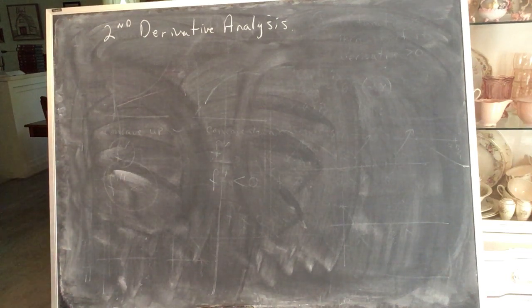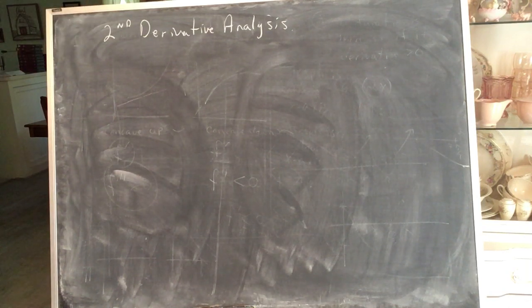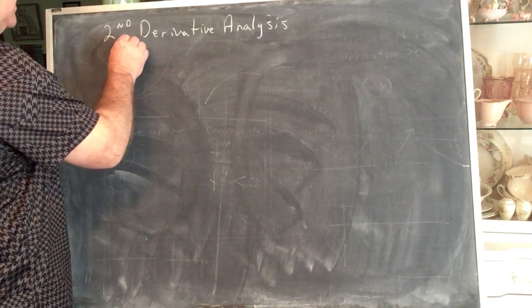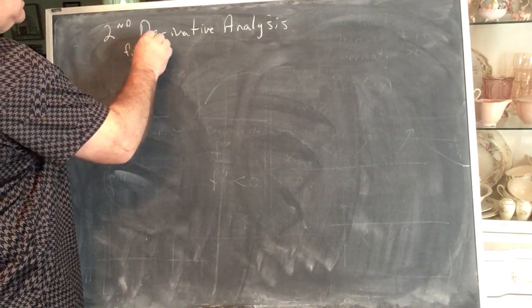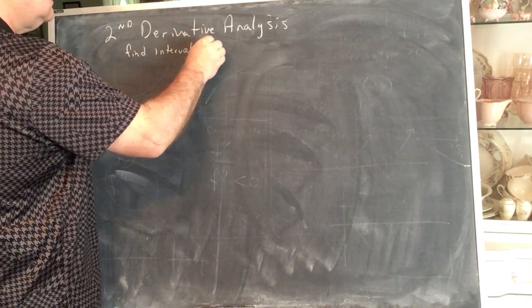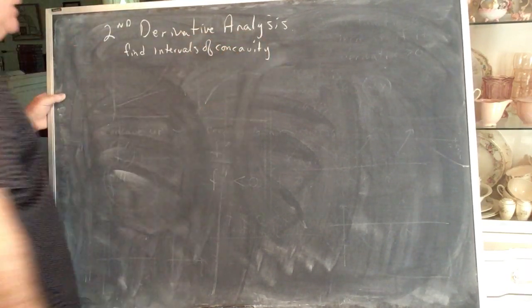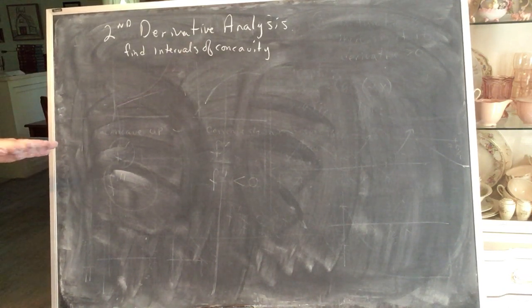Okay, so that sets us up now to work the second derivative analysis. The second derivative analysis determines the intervals of concavity. Find the intervals where the curve is concave up. Find the intervals where the curve is concave down.